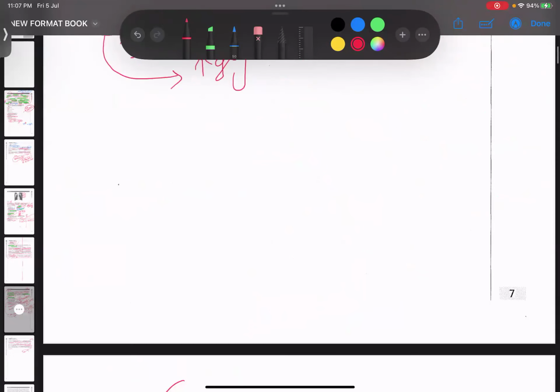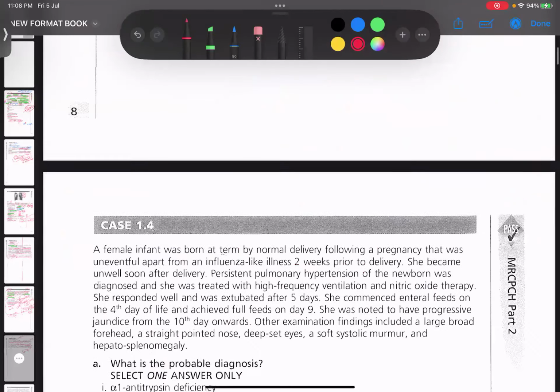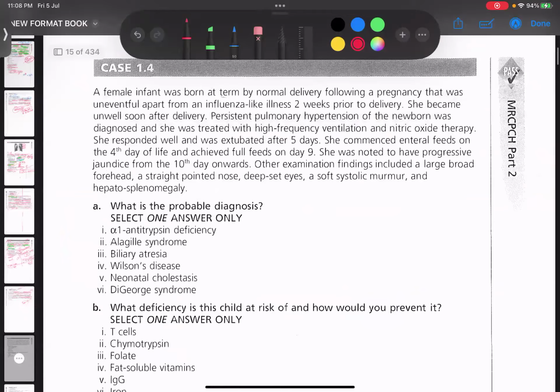Okay. All right. Let's move to the next case. This is extremely important. I think this comes almost in all the papers in endocrinology. Okay. Let's move to next case, 1.4.